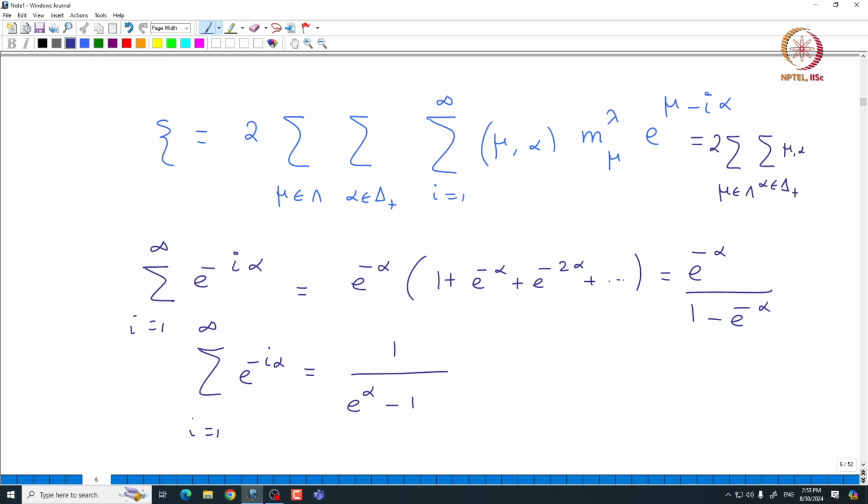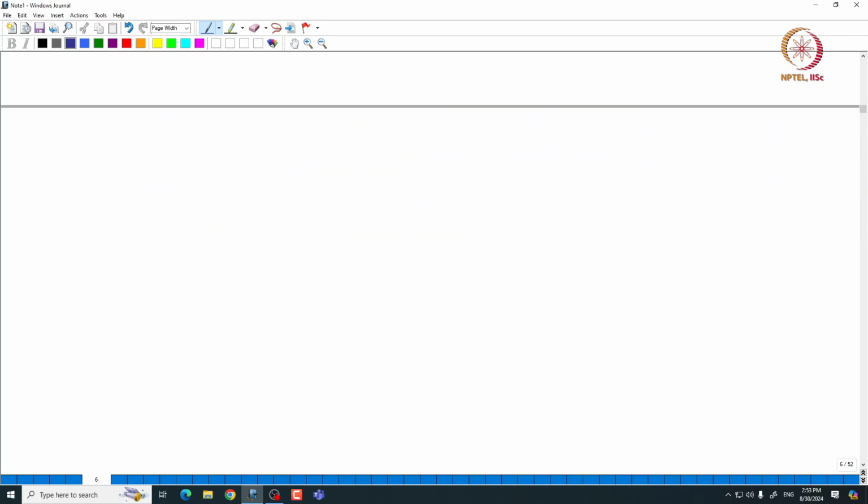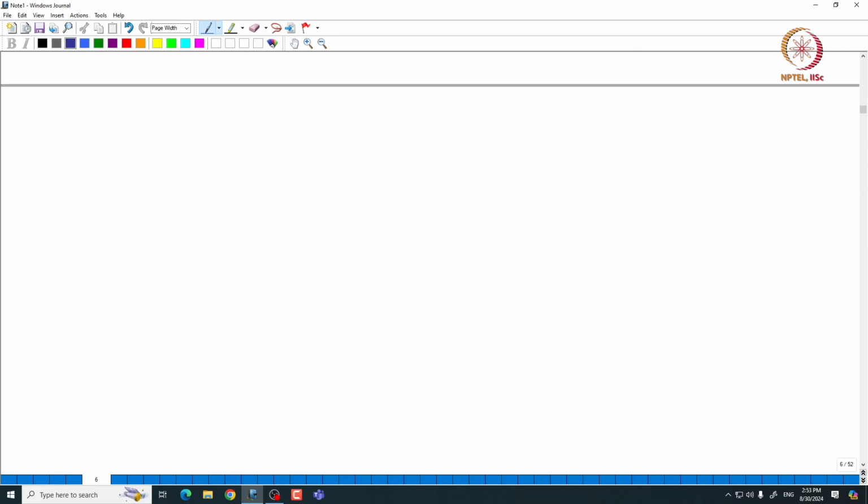So, now mu alpha will be as it is, and then the multiplicity lambda mu will be there, and e power mu will stay, but the summation over i from 1 to infinity of e power minus i alpha will become 1 divided by e power alpha minus 1. So, this is the expression that we get for xi. Now let us use this expression and sum all these 1, 2 and 3.